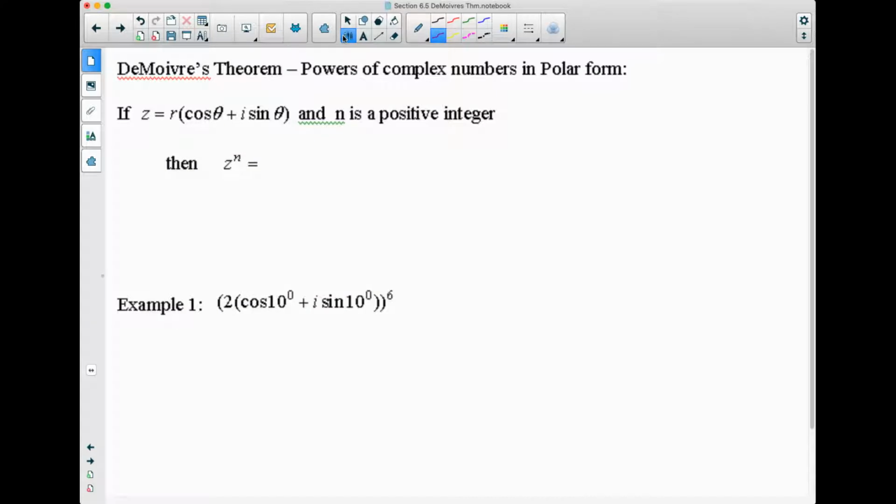So, like I said, here is your general form. If I have any of these complex numbers in trig form raised to an n, I'm going to have r to the n power cosine of n theta plus i sine n theta.